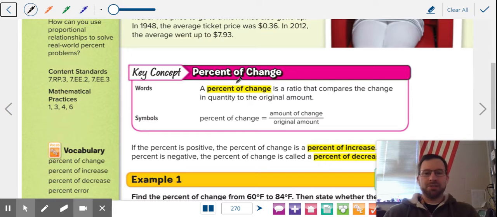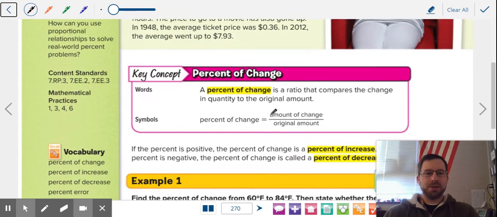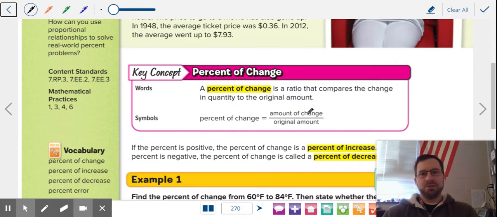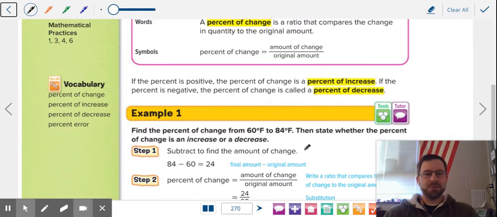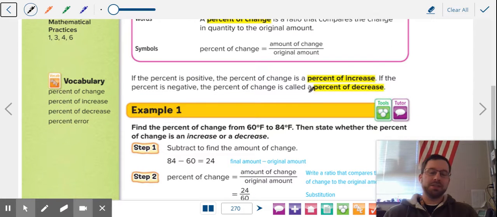Anyway, percent of change is our topic. What is percent of change? Basically, it's taking the amount of change that occurs between a period of time and looking at how much of a percent it was. So you take the change divided by the original amount, and you make a percent out of that. It can be an increase if the change was positive. It can be a decrease if it was negative.